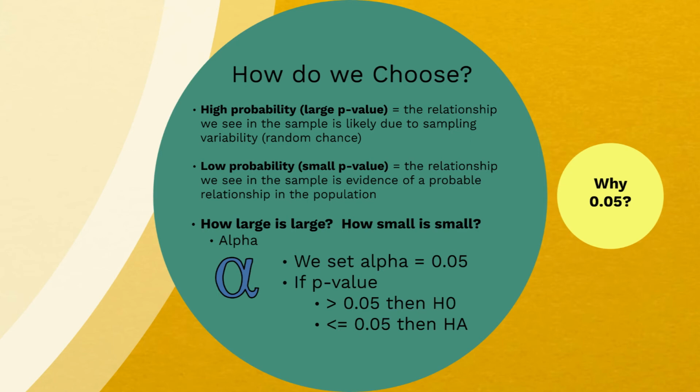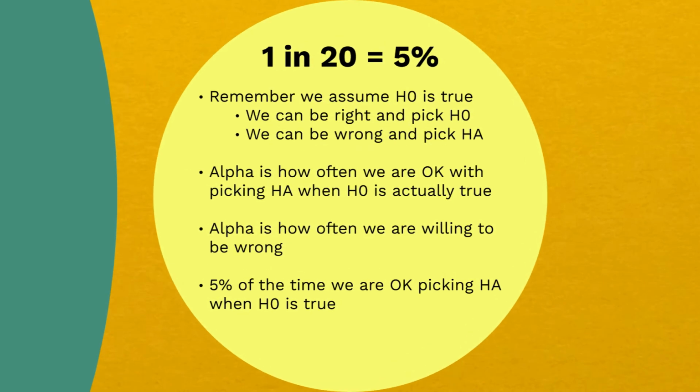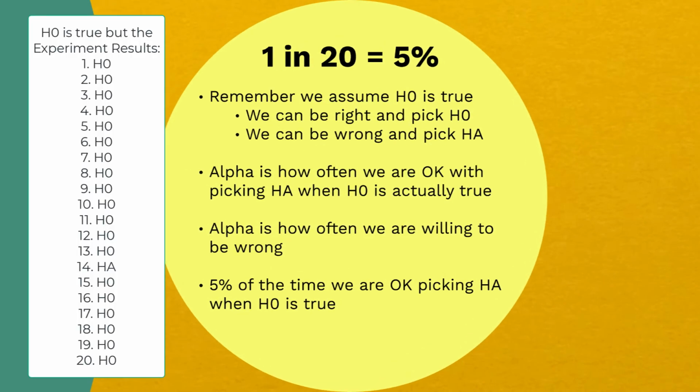So you may ask, why 0.05? Well, 0.05 is 1 out of every 20. So if you ran this experiment 20 times, we would be comfortable one of those 20 times choosing the alternative incorrectly. So remember, we assume the null hypothesis is true. We can be right and pick the null, and we can be wrong and pick the alternative.